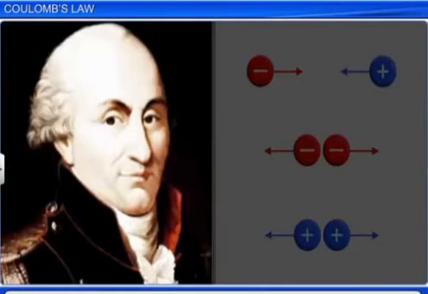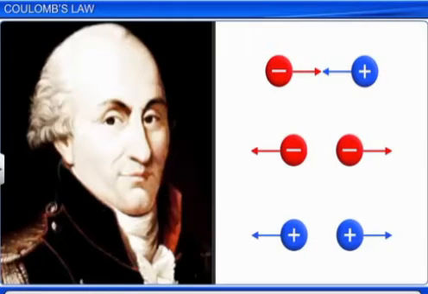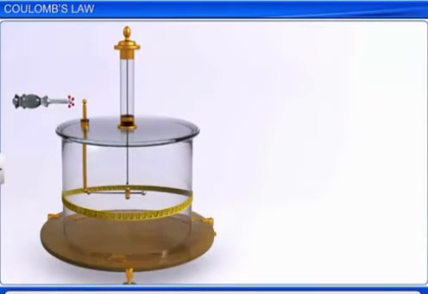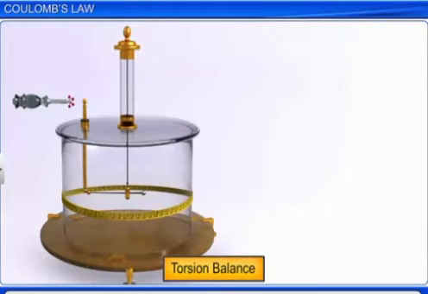Coulomb's law, stated by Charles Coulomb, a French physicist, is used to find the electrostatic force of attraction and repulsion between two charged particles. This law was defined after an extensive study of force between the charges using a torsion balance.